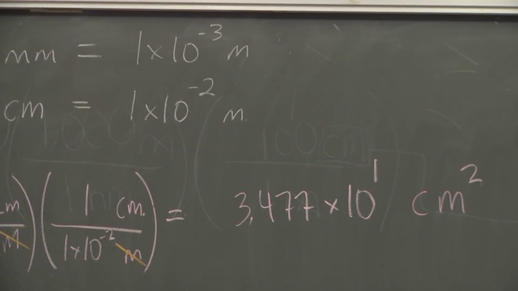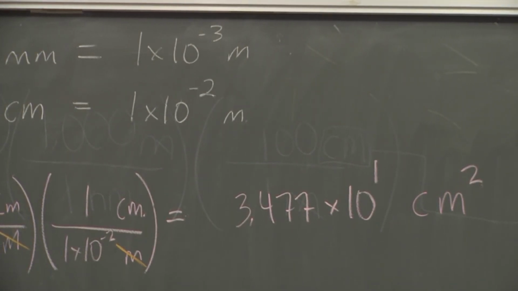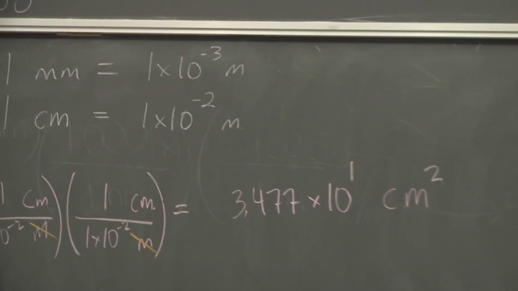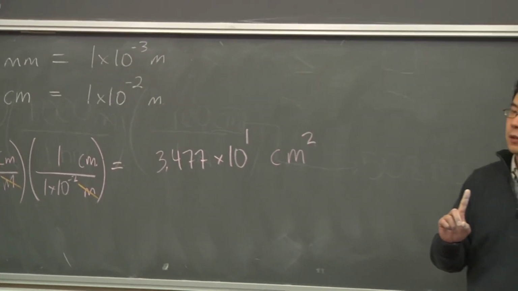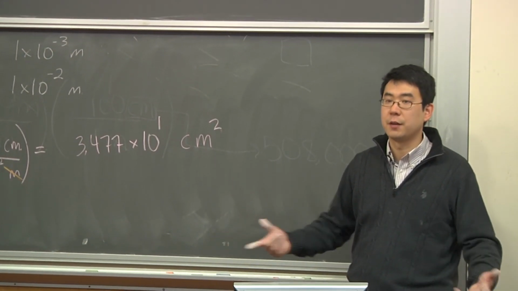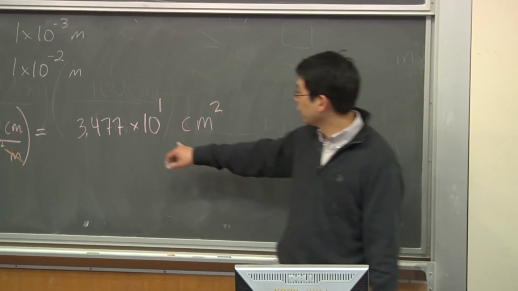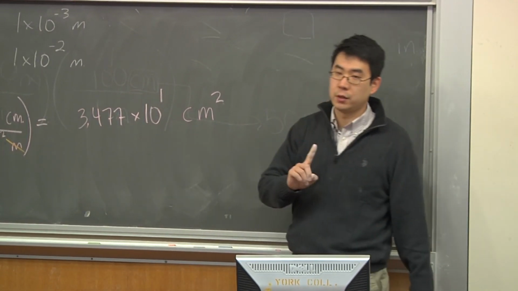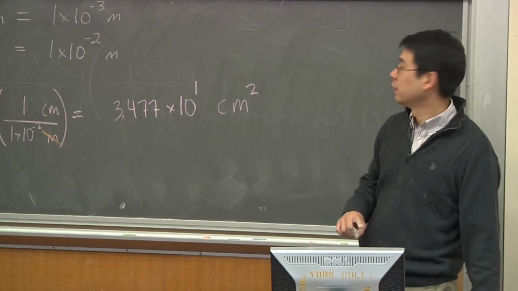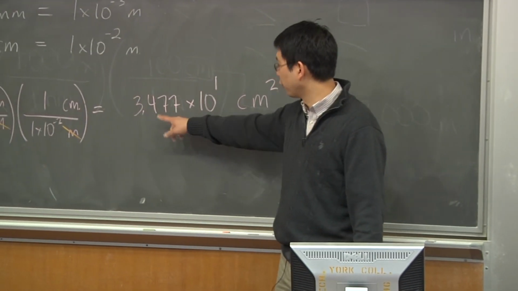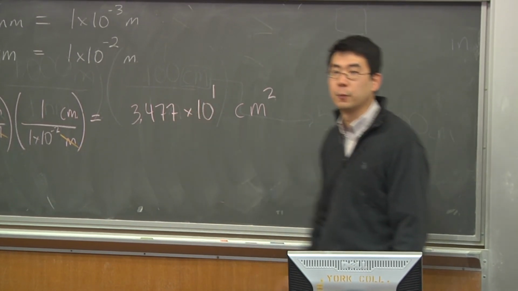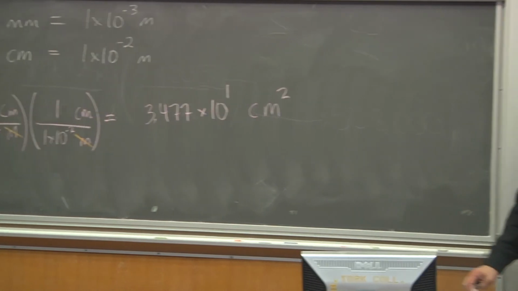Questions? Does that mean it just stays the same since it's 10 to the first power? Not quite. 10 to the 0 is 1. Anything to the 0 is 1. 10 to the 1 is 10. So this is going to be 3.477 times 10, which is 34.77.